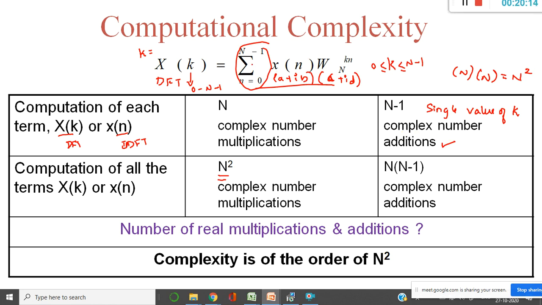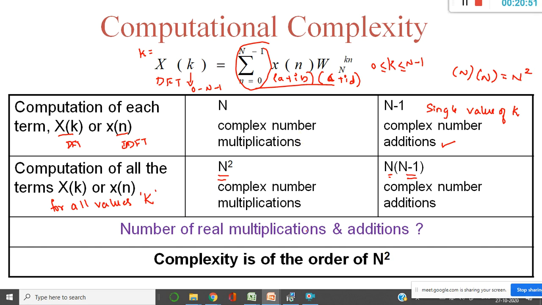Of such, how many additions will you perform for the entire set of k, the computation of all the terms? That is, for all values of k. So we are going to get n minus 1 into n. These are the number of complex additions that will be performed, right? Now this is with respect to complex number multiplications.